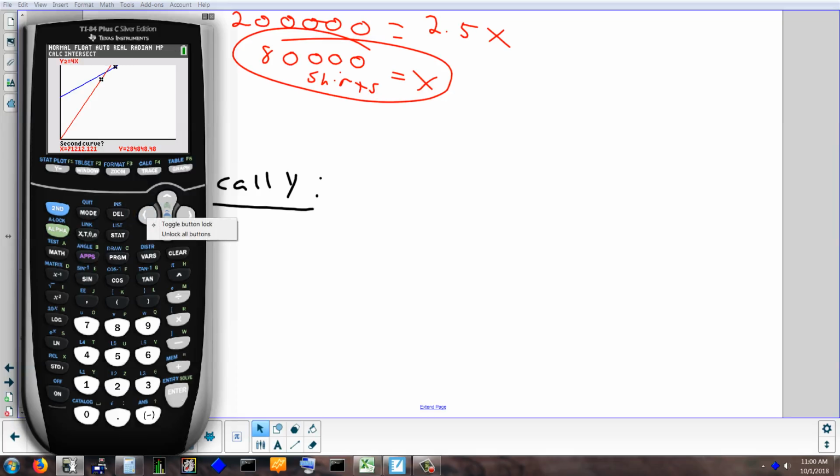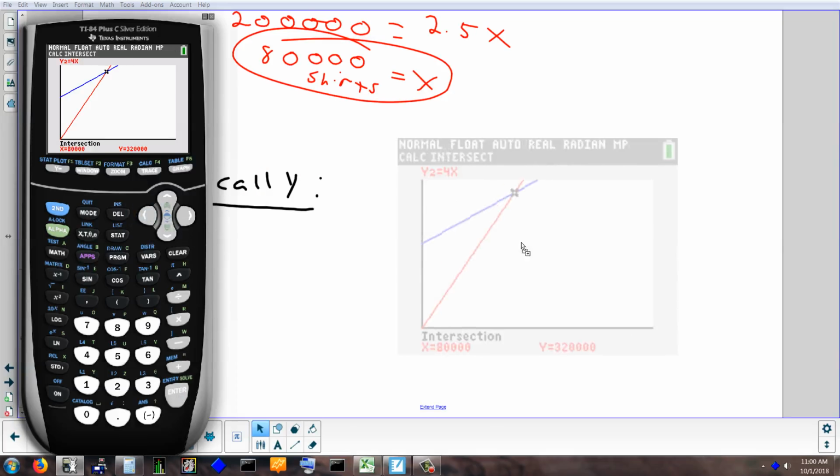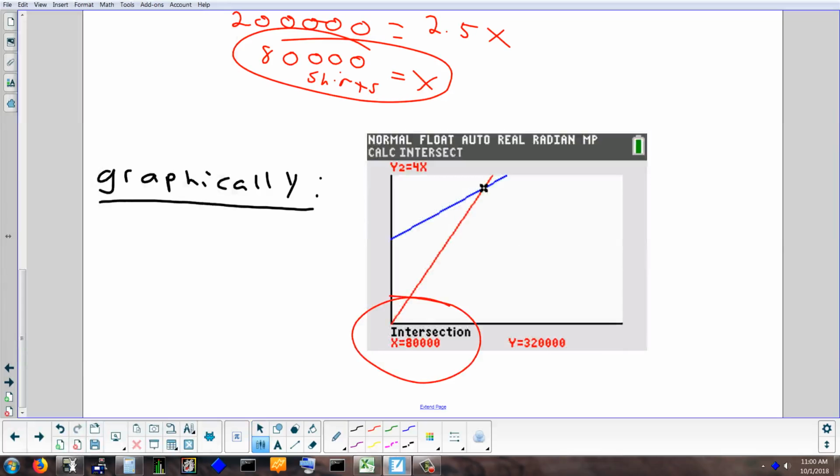I'm just moving it down so you can see that I'm on it. And because they only cross once, the guess doesn't matter. So if I do that, there's your intersection point, 80,000 shirts. At this point, if you made 80,000 shirts, your costs would be $320,000 and your revenue would be $320,000. So your profit, if you take your revenue minus your costs, would be 0. That was the end of section 2.2. So any questions on that?